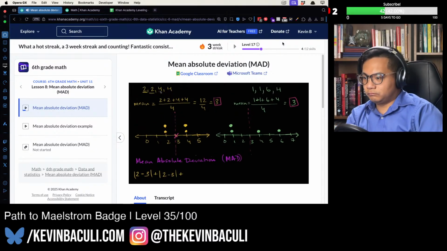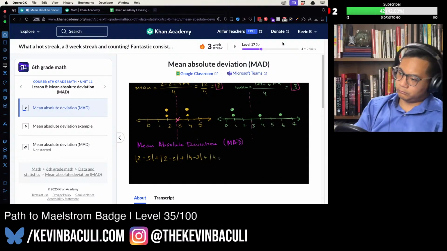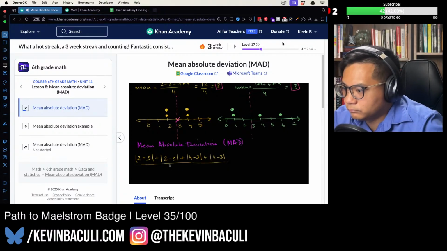Then we have a 4 and another 4. So let me write that. Then we have the absolute deviation of 4 from 3, from the mean, and then plus, we have this other 4 right up here. 4 minus 3, we take the absolute value, because it's its absolute deviation, and then we divide it by the number of data points we have.